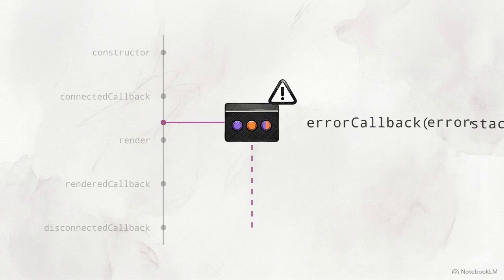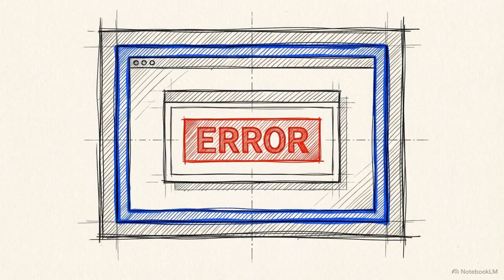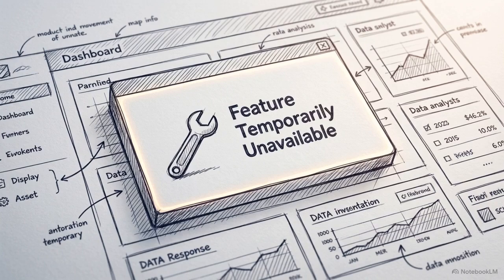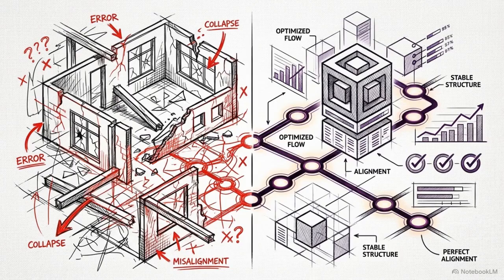Running parallel to this linear sequence is a dedicated safety mechanism, the error callback. Note that this function takes two arguments, the error itself and the stack trace. This hook operates laterally. It captures and intercepts errors propagating upward from any descendant child components. By catching child errors before they bubble up to the application level, you prevent silent application crashes and preserve the ability to render a user-friendly fallback interface. Proper teardown and systematic error handling mark the difference between a fragile prototype and a stable architecture.